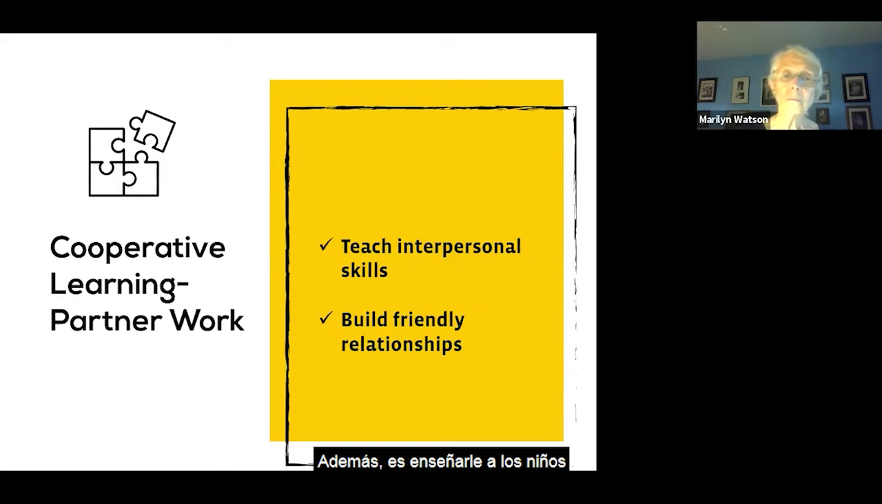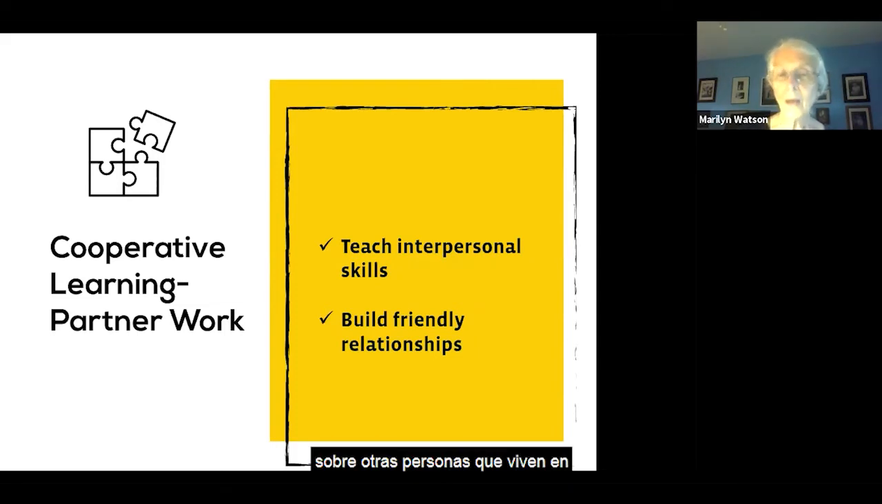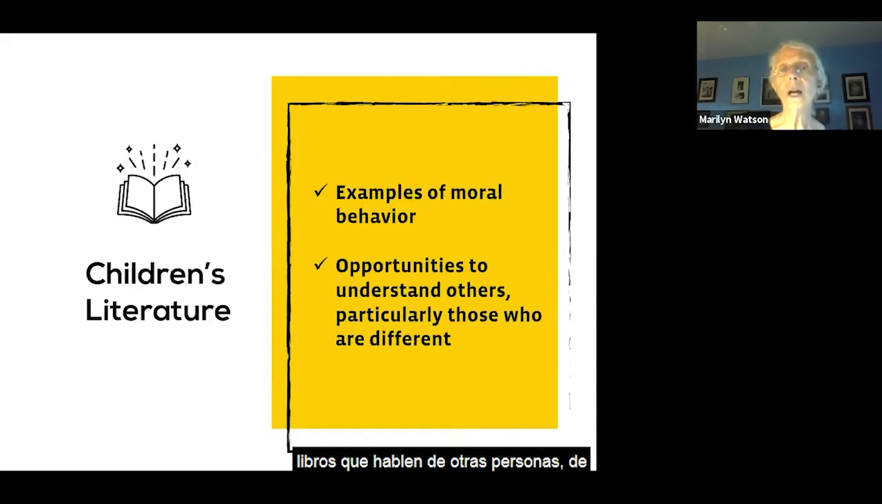Secondly, to teach children about others who live in different environments. So if I'm working with a group of students in Kentucky, and all of the students in my classroom are white, I want to have them read books that involve other examples of others.